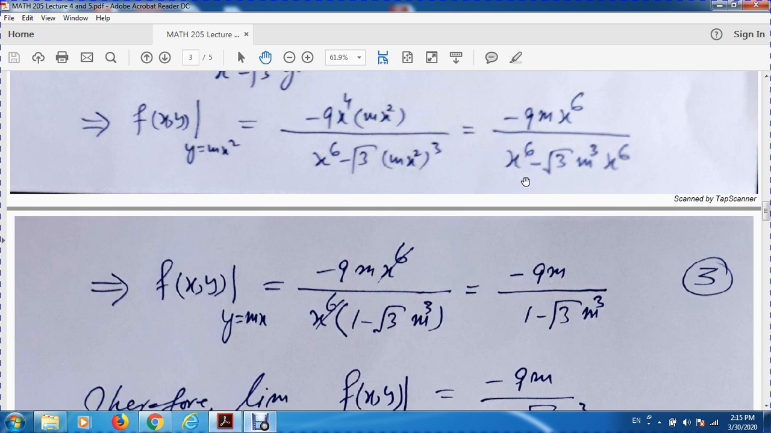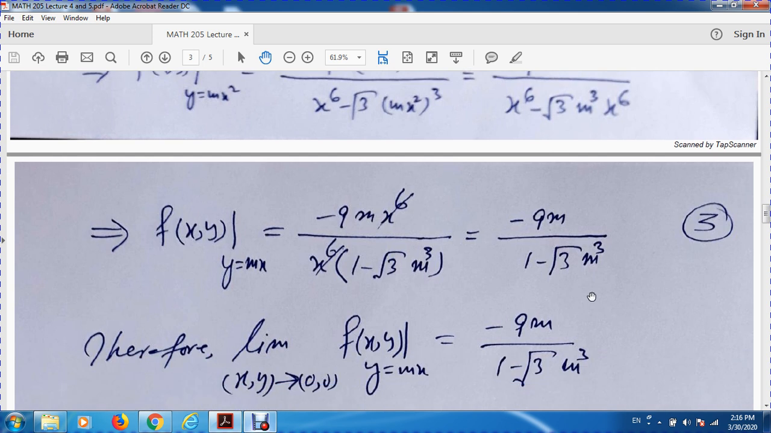So then what is left here is 1 and minus square root 3 m power 3, and now this x6 and x6 will cancel, so we are left with minus 9m over 1 minus square root 3 m cube. Now again you can see here there is no x, no y, and it is in m.